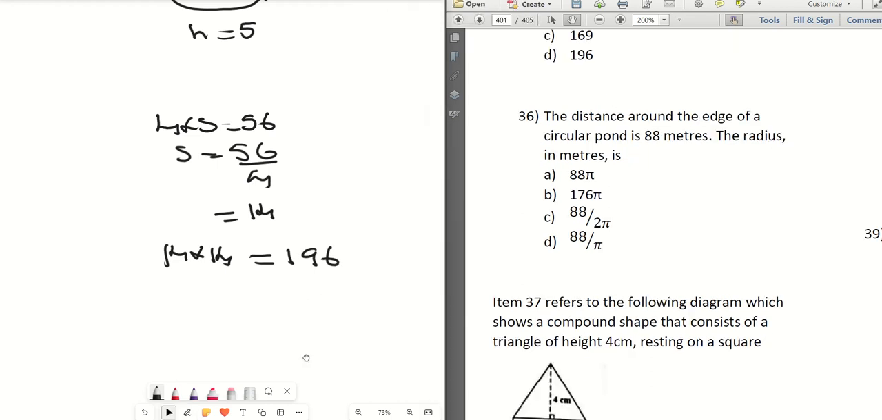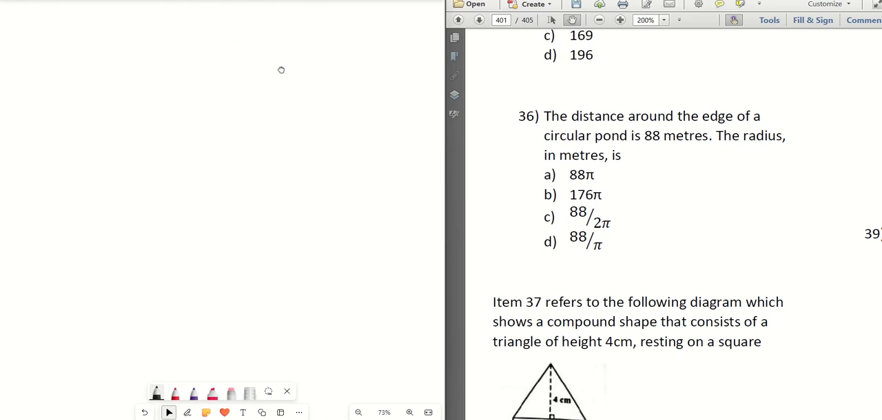Right. The distance along the edge of a circle is 88. That means the circumference, right? The radius in meters is, we know that circumference is equal to 2 pi r. Sorry, I don't know why I was saying pi r squared. It's 2 times radius times pi. So they said that is 88. That is 2 radius by pi. We're going to carry across the 2. That's 88 divided by 2, that's 44. Oh, no.